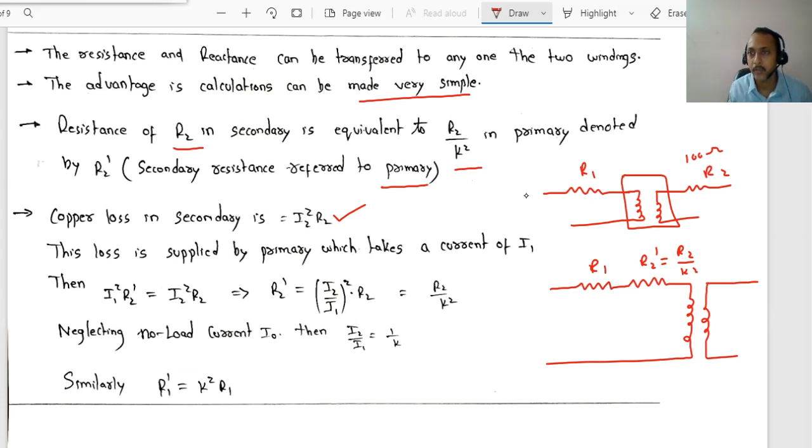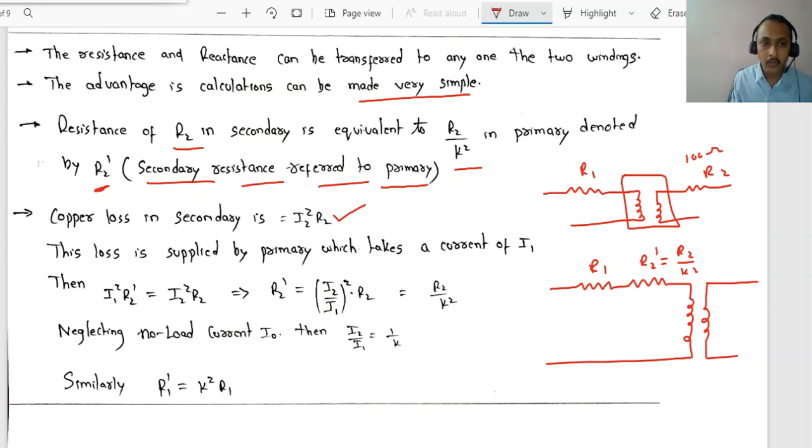The name you should give is R2 dash. It is to be understood as secondary resistance referred to primary, R2 dash. In all the textbooks, everybody will follow the same notation. Now R2 dash means the secondary side resistance referred to primary.